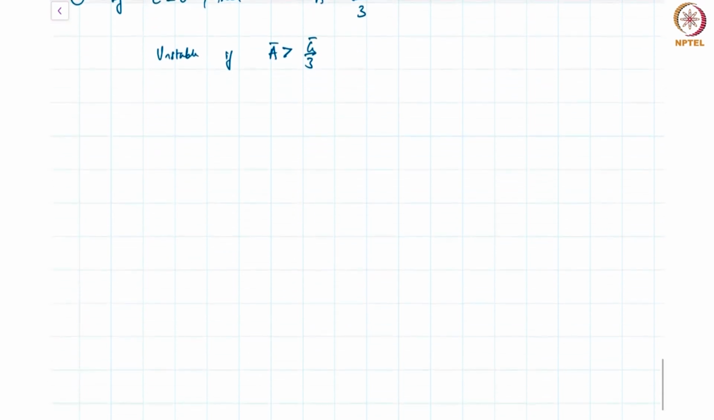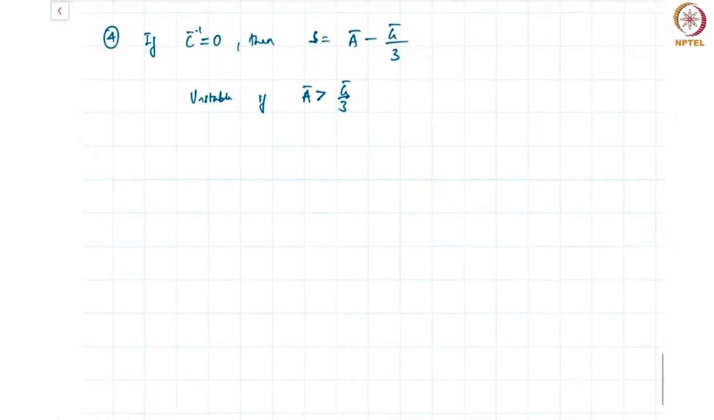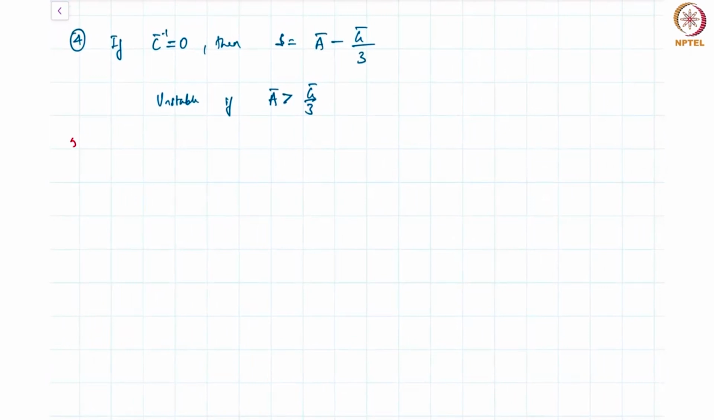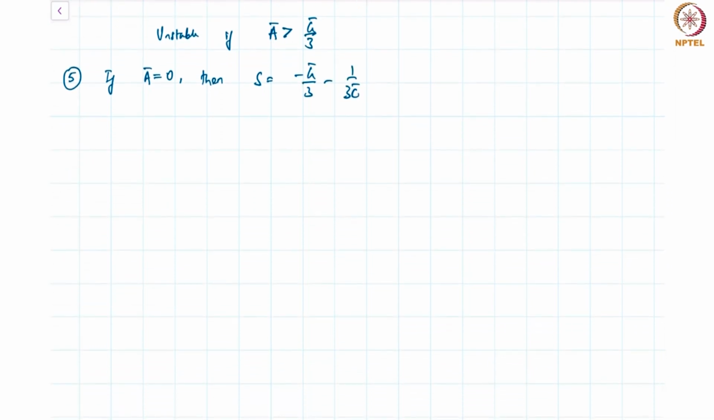Okay. Now, we should also consider another simpler case. These are all special cases where we are basically ignoring typically one force. We will finally consider the special case where A bar is 0, then we have C bar. Okay. Now this essentially will reduce to 1 by 3 minus G bar by 1 by 3 C bar.